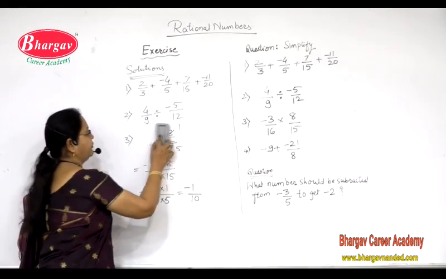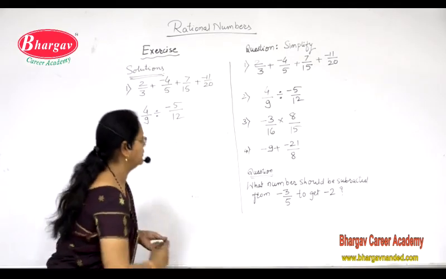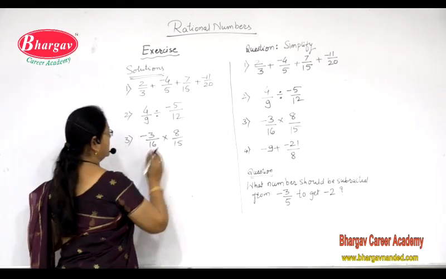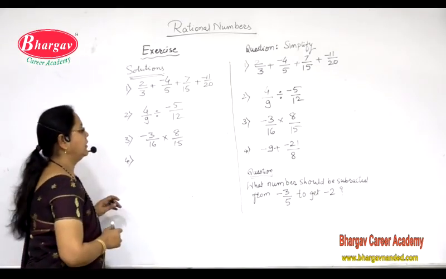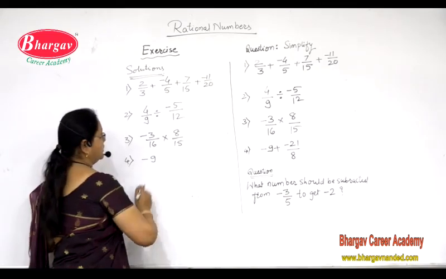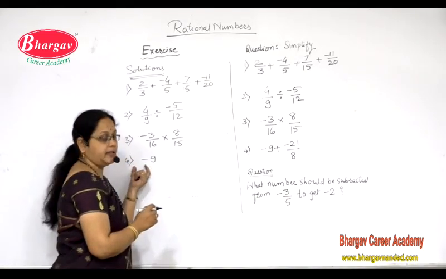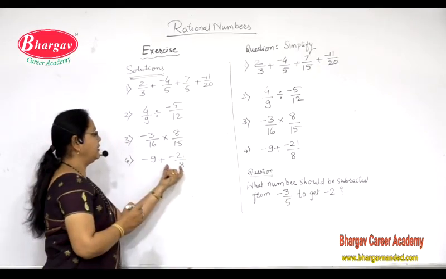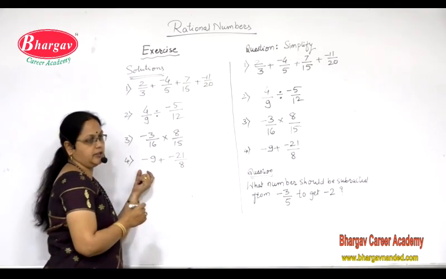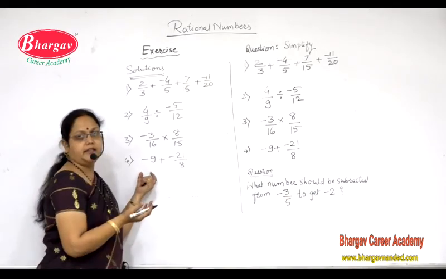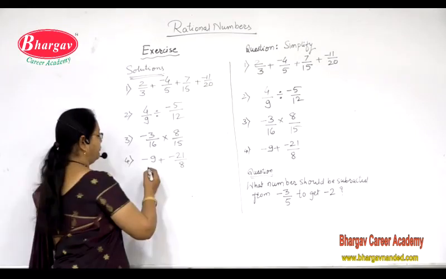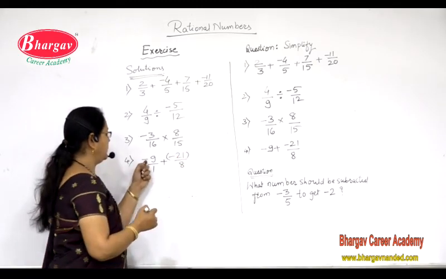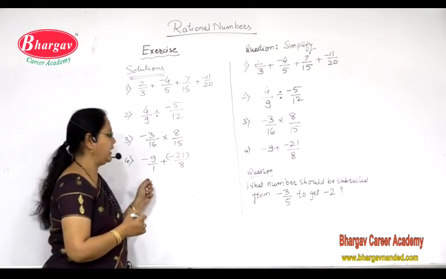Let us take example number 4 now. If you look at example number 4, the first number is taken as an integer. So how to add such numbers when one number is in the form of P by Q, that is rational, and another one is an integer? But we know that every integer can be written in the form of P by Q with denominator 1. So we may write this number as a rational number, minus 9 by 1.